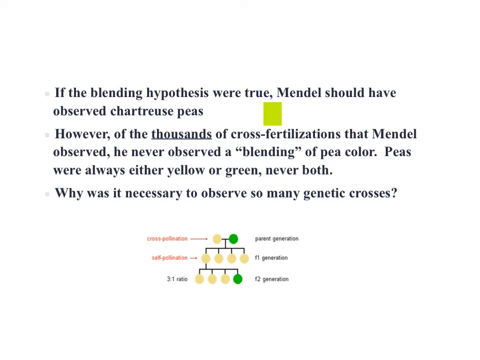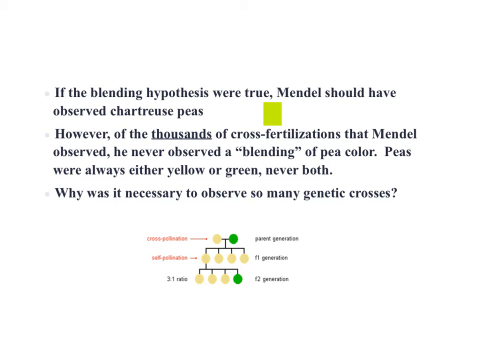And so if the blending hypothesis were true, Mendel should have observed a chartreuse pea. Okay, so this color right here, the mix between yellow and green. However, Mendel performed thousands of cross fertilizations between yellow and green peas, and he never observed a blending of a pea color.